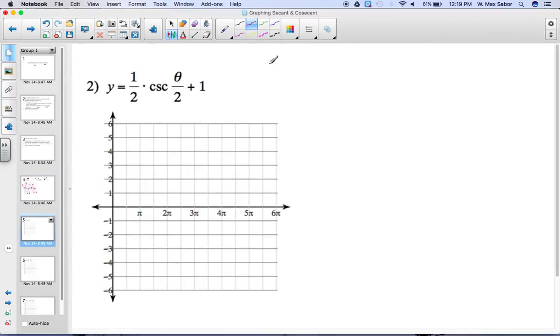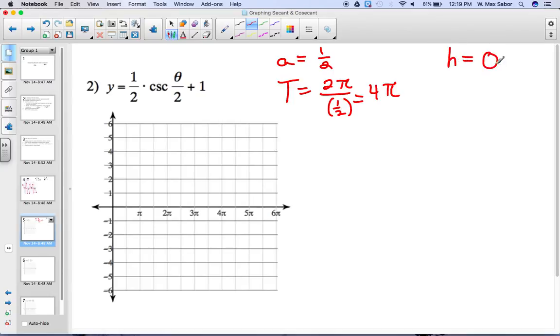Here we have our amplitude is 1/2. The period is 2 pi divided by 1/2, so that's 4 pi. The horizontal shift is 0, and the vertical shift is up 1. So I'm going to start by graphing sine. Because we're looking at cosecant, I'm going to graph the reciprocal, which is sine.